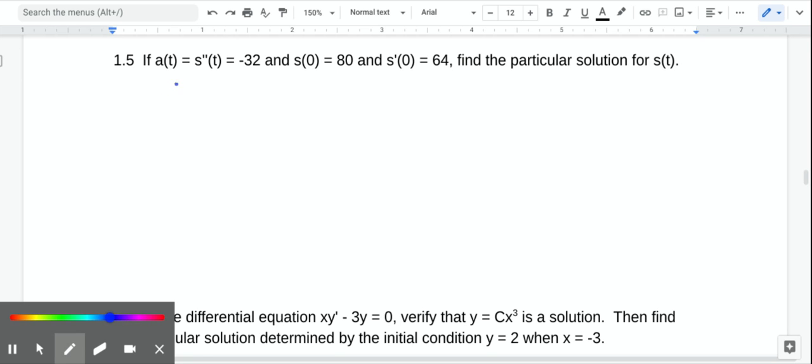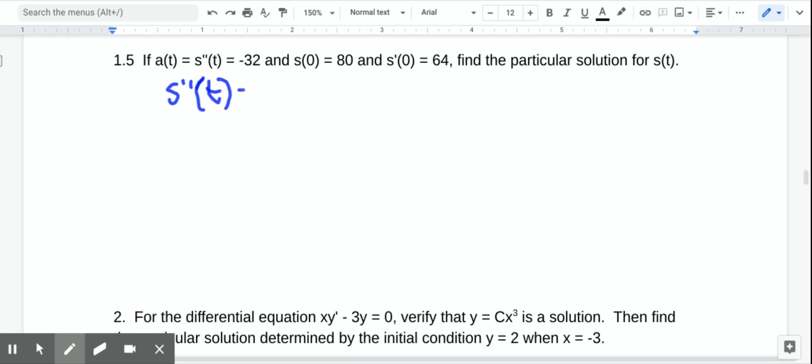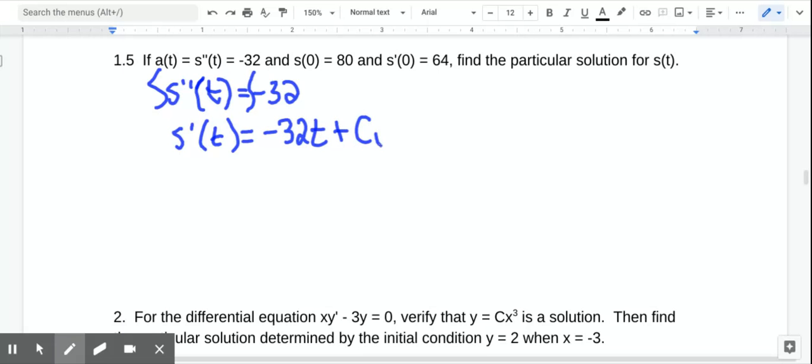So we're starting with the second derivative, which is negative 32. And we're going to take the antiderivative of that, of course. So the antiderivative of the second derivative is the first derivative. So our first derivative is going to be negative 32t plus c1. I'm going to call it c1 because since we're dealing with the second derivative, we're going to have another constant later on.